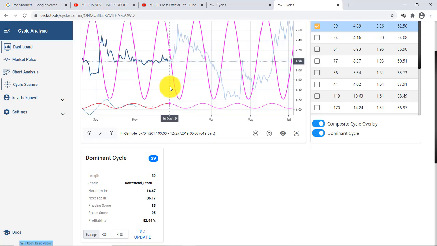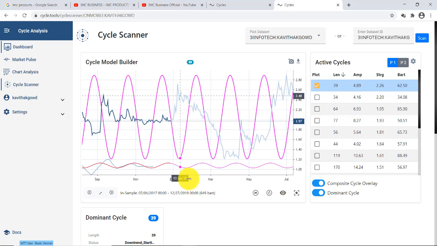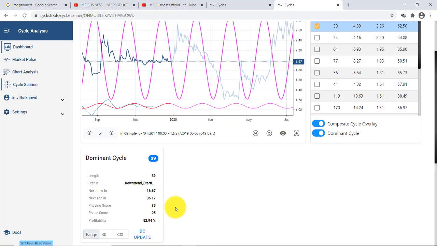So long term for dynamic cycle, it is departing from top, whereas for short term cycle, yeah, for short term cycle also it is departing from top, that is a downtrend started. Actually it should fall. The downtrend started, it should fall. Next low in 16 days, but next top in 36 days.